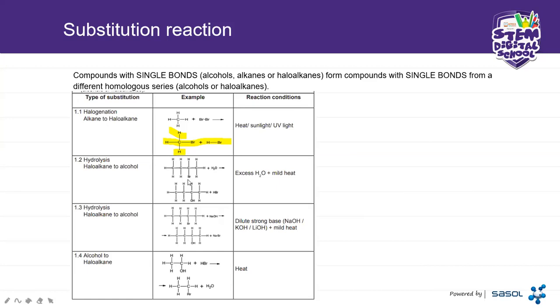Then now we're moving on to the 1.4, and that one is an alcohol to haloalkyne. Okay, so now we have an alcohol to haloalkyl, and they already have an alcohol, right? And you have your HBr. So this one basically is sort of like a reverse of this one that we did in the beginning here.